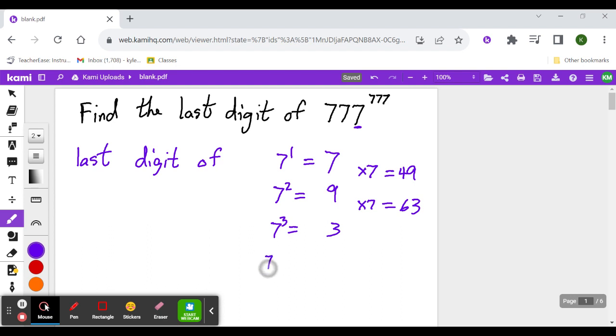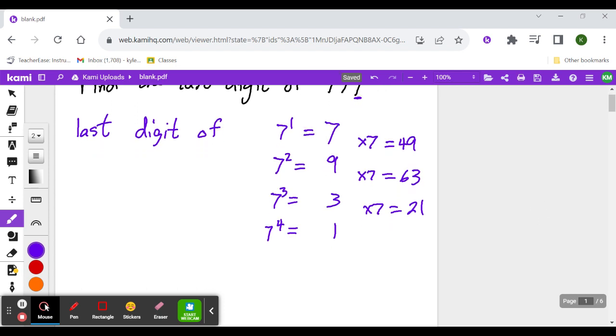Okay, go again, 7 to the fourth. Since 3 times 7 is 21, that means that the last digit of 7 to the fourth is going to be a 1. And then another one, 7 to the fifth. Since 1 times 7 is 7, the last digit of 7 to the fifth is going to be 7. And now you see how the cycle is going to repeat itself. The next one will be 9, and then 3, and then 1, and then 7, and then 9, and then 3, and then 1, and then 7. It's going to keep going over and over again.